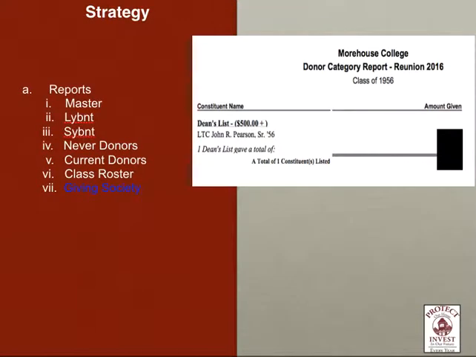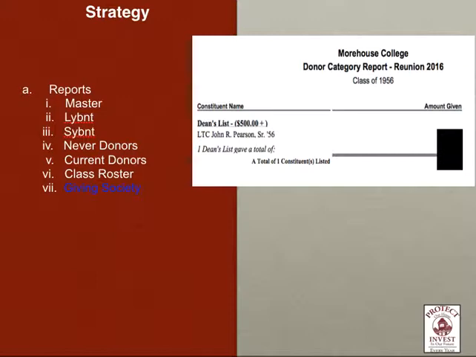And then finally, amongst our list of reports is our Giving Society. The Giving Society report provides additional information about your class members' giving history. This report will identify the members who are associated with particular giving societies. And this is also very important because it lets you know who's made different levels of commitment.